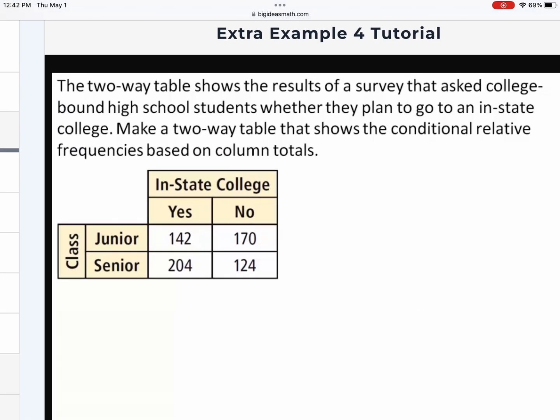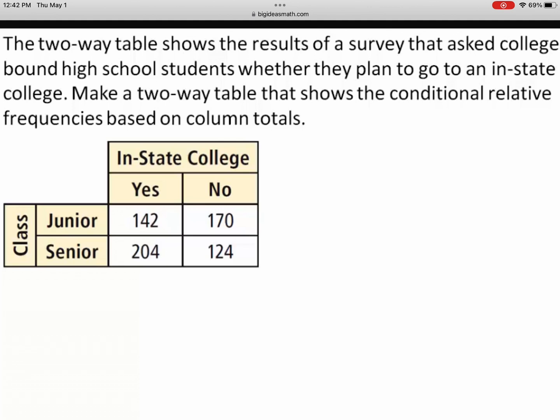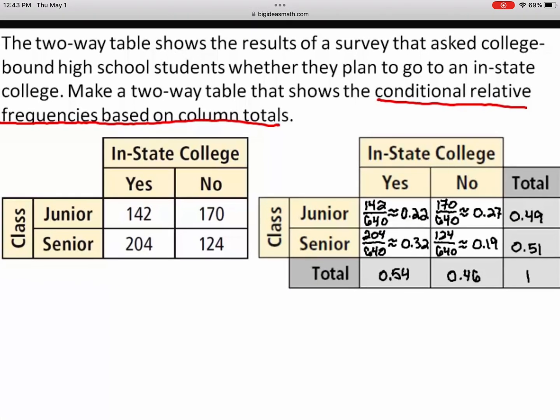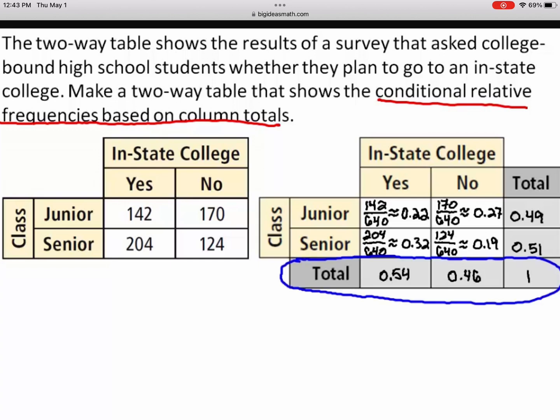The two-way table shows the results of a survey that asked college-bound students whether they were planning to go to an in-state college. Make a two-way table that shows the conditional relative frequencies based on column totals. First, you want to find the joint and marginal relative frequencies. Then use the marginal relative frequencies of each column to calculate the conditional relative frequencies.